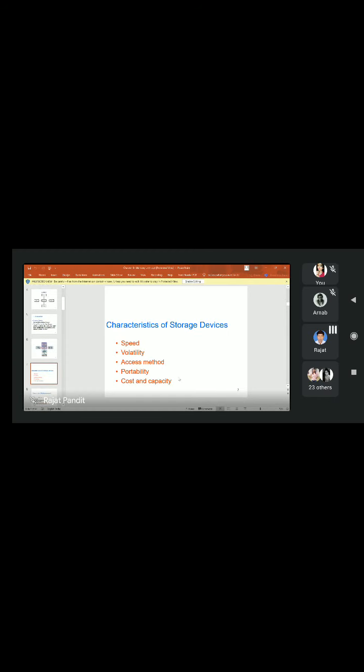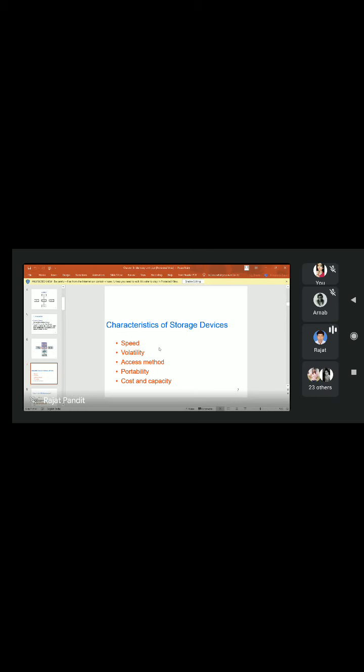Then what are the characteristics of storage devices? This is very important because the storage device characteristics depend on this type of character. That is the speed of that device. The volatility. If you consider the RAM and ROM, some devices are volatile and some are not volatile.